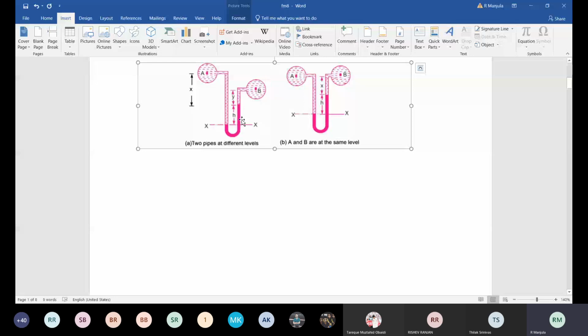So now we have to equate left limb and right limb and bring PA minus PB on the left hand side, bring all other terms on the right hand side. You will be able to find out what is the pressure difference.